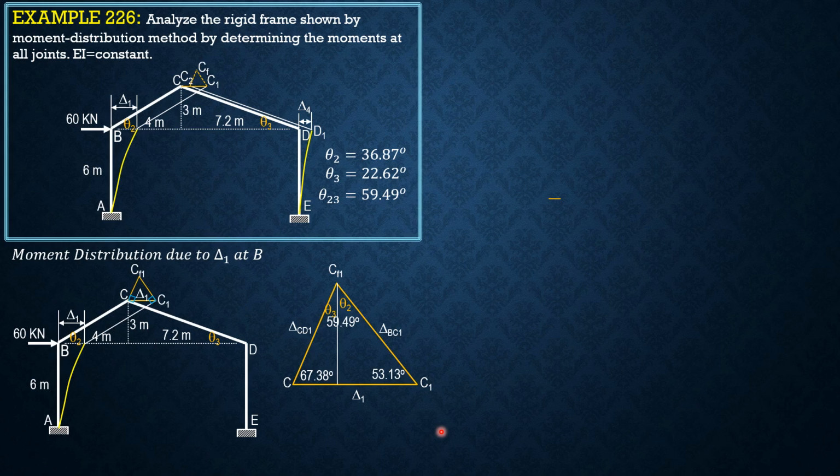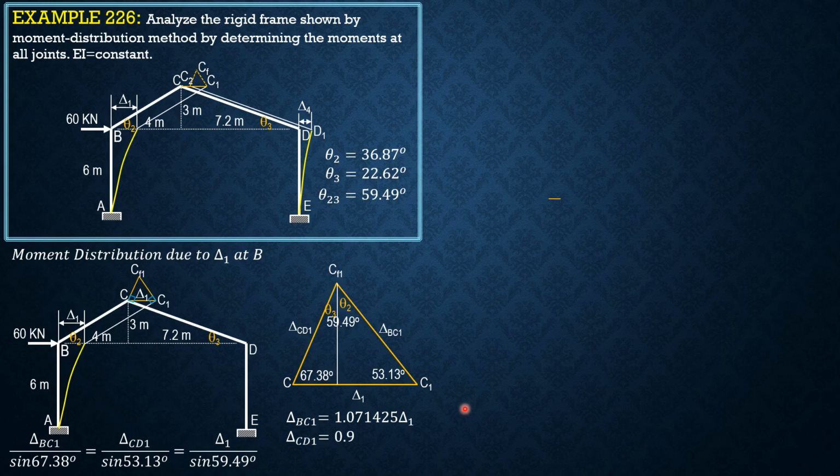So by sine law, delta BC1 over sine 67.38 equals delta CD1 over sine 53.13 degrees equals delta 1 over sine 59.49 degrees. So therefore, delta BC1 is equal to 1.071425 delta 1. Delta CD1 is 0.928568 delta 1.